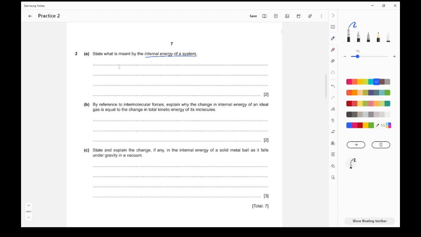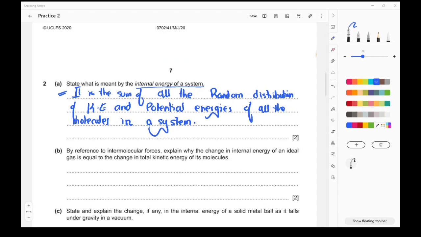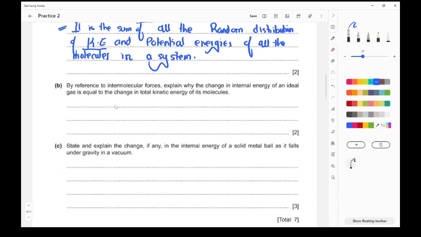Okay. I'm just going to be writing this answer down. And for this, I'm going to just write the answer and then I'm going to be sharing the details with you. Okay, guys, I just want you to read this. I've just written it. It is the sum of all the random distribution of kinetic energies and potential energies of all the molecules in a system. Okay, I would want you in the examination that you write the full form, not just KE. Anyways, let's move on to the next part.